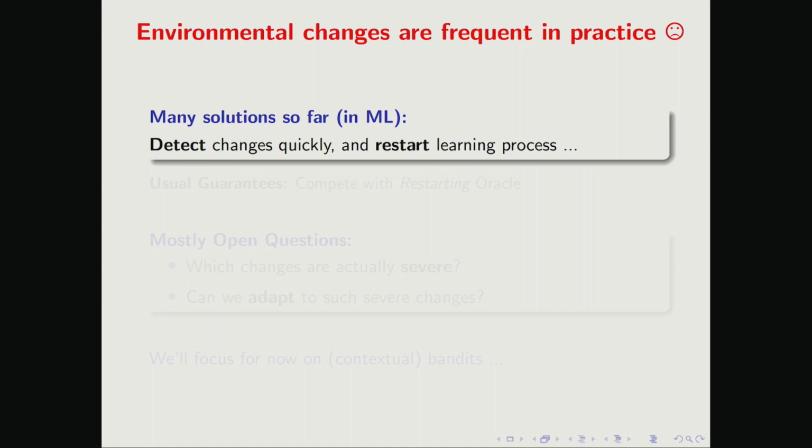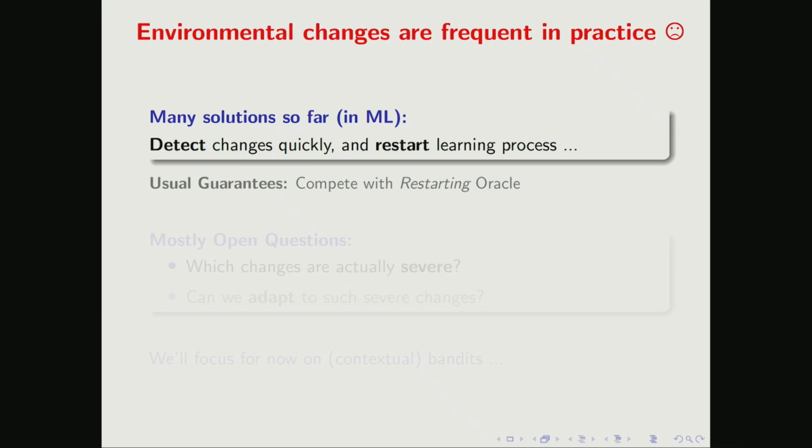So in the first talk, we talked about change point detection. That's the flavor: try and detect changes quickly enough, and then restart the learning process. And the usual guarantees are trying to compete with an oracle that knows the time of changes and restarts every time. So the basic question we are asking here is, is this actually the right thing to compete with? Because the moment there is a change and you restart, you've lost all information acquired in the past, right?